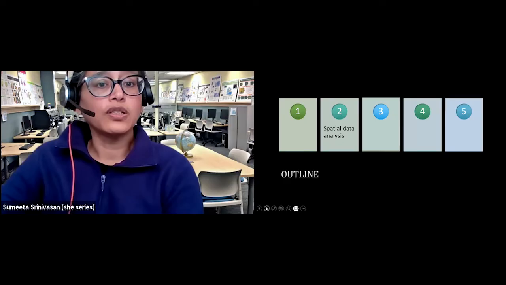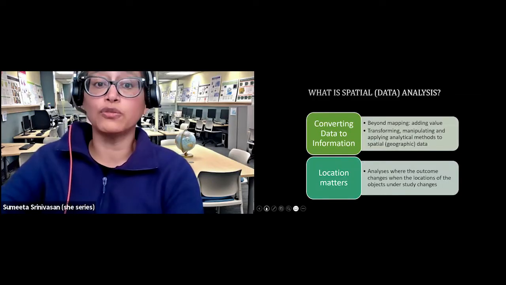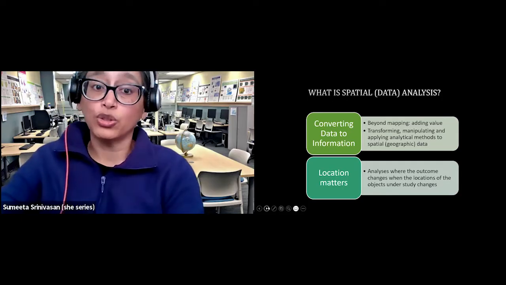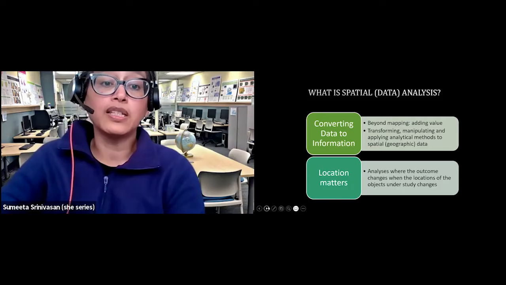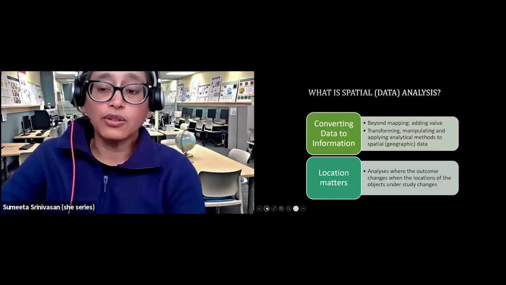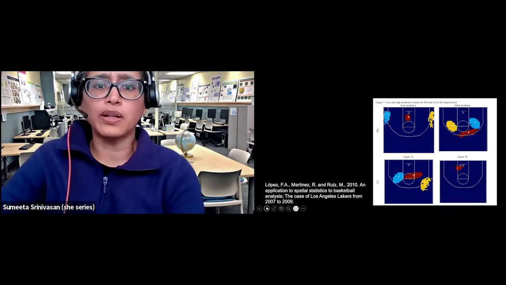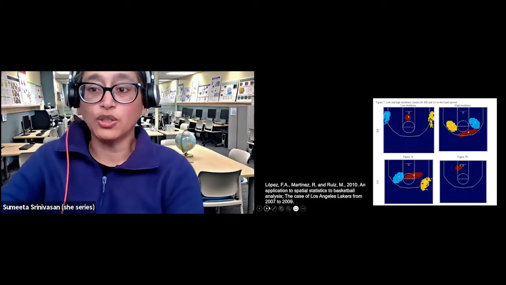So what does spatial data analysis look like? Well, you're converting data into information. Obviously, you're exploring it, you want to create some hypotheses, perhaps you want to test them later, but location matters. So you should only do it when you think location matters or you have some kind of hypotheses about it. When I say spatial, it doesn't necessarily mean just geospatial, it could be any spatial.